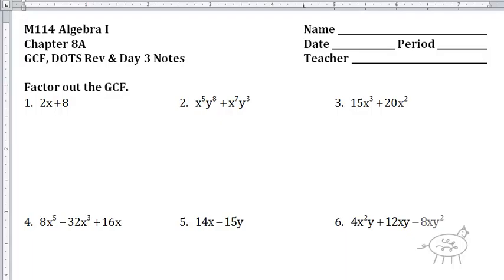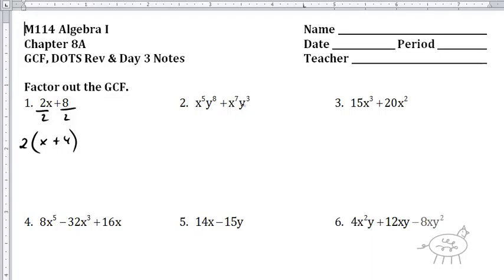All right, so this is greatest common factor, and you should remember, you look for the number and the variable with the lowest exponent that is in all the terms. So this one, the greatest common factor is 2, so I'm going to divide each of these by 2. And don't forget, you put a 2 on the outside, and then you get x plus 4. And that's your answer. Pretty easy, right?